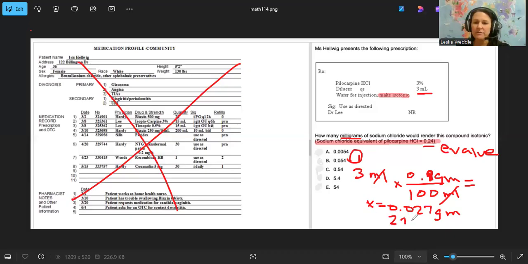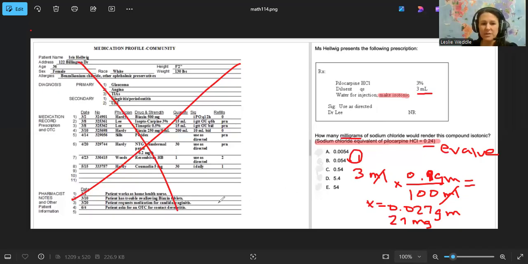All right, we've got 27 milligrams of sodium chloride would make this isotonic. But that's not the end. We're going to add pilocarpine to this eye drop or injection, which contributes some sodium. But how much is really what we need to figure out. And then we're going to subtract it from what it would take in sodium chloride terms to make this isotonic. So if this 3% were in grams or in milligrams, we could multiply it straight by its e-value, but it isn't, it's in percent.